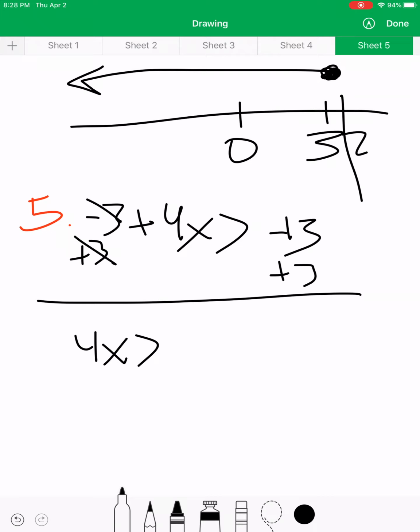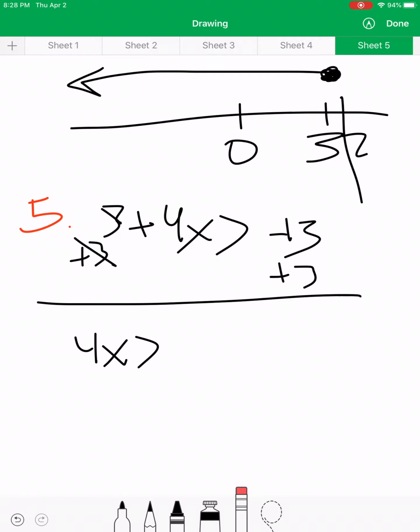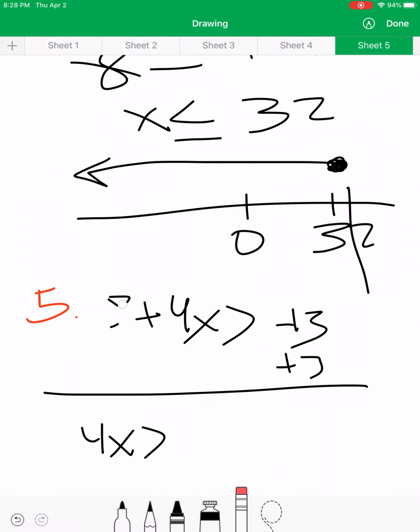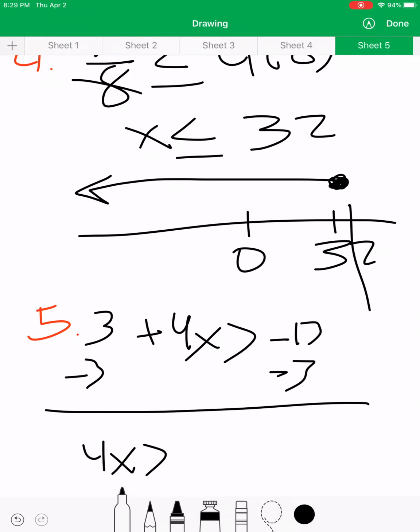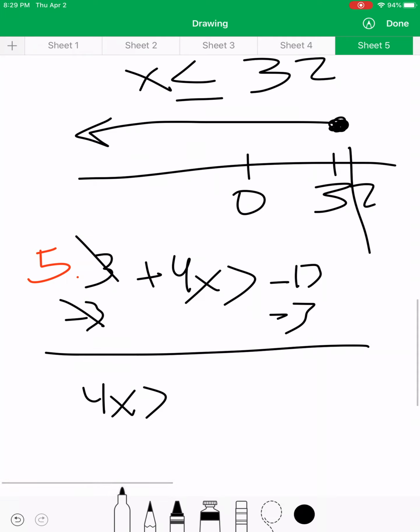hold on here. I'm sorry, I wrote the equation down wrong. That should have been a positive 3. My fault. Over here on the left side, it's positive 3, negative 13, so it should have been minus 3, minus 3, okay? These guys still cancel. I just wrote the problem down wrong. 4x is greater than negative 13 minus 3.